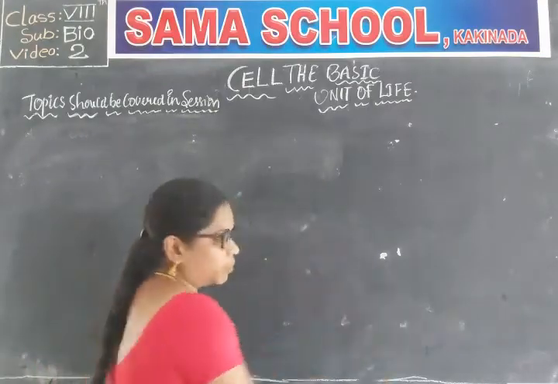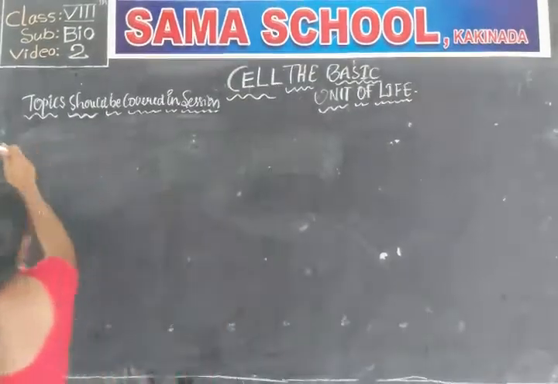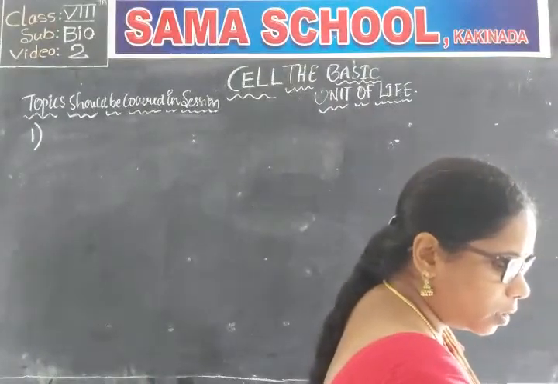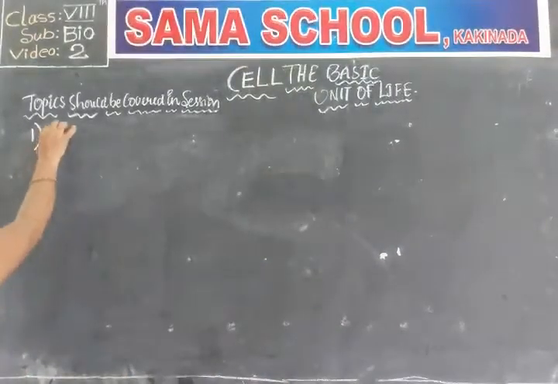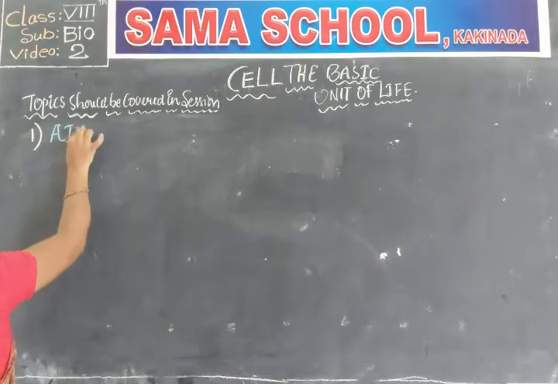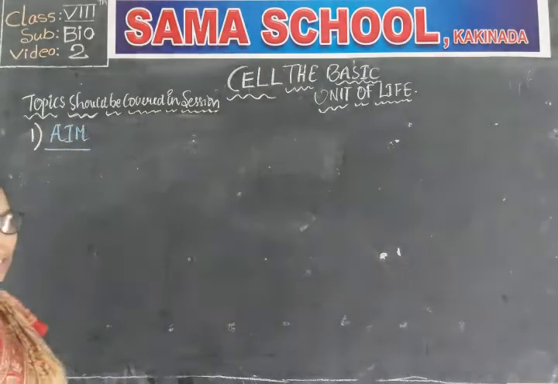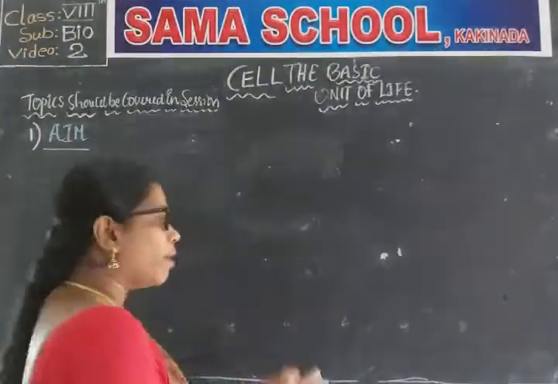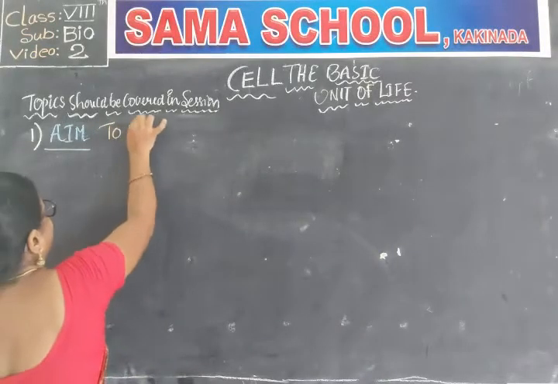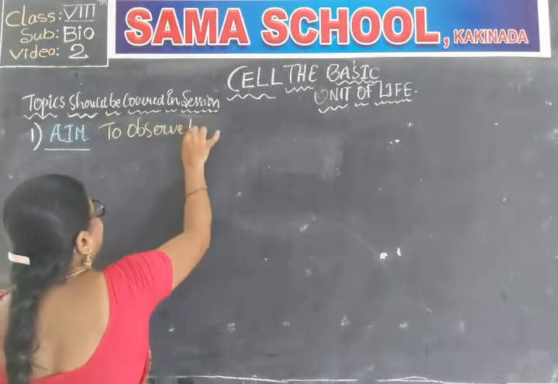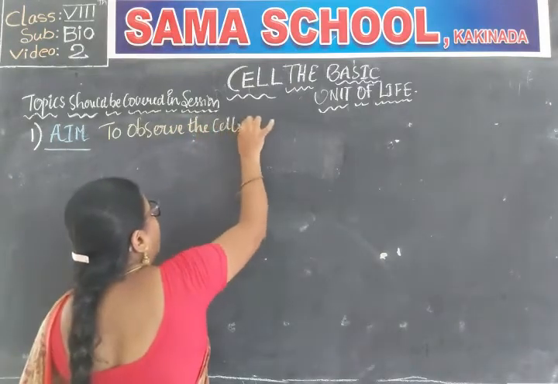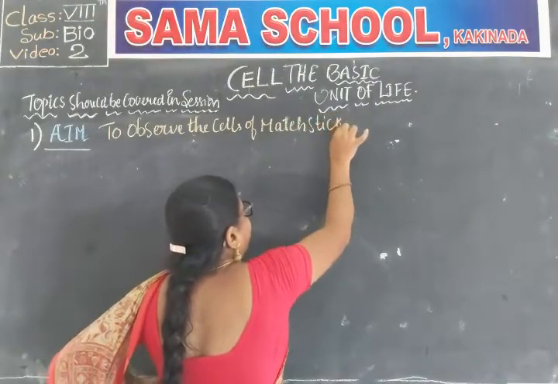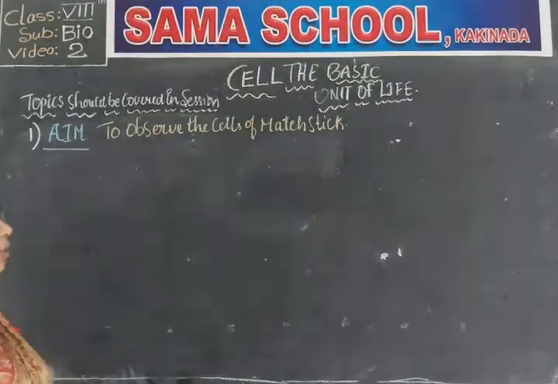First, the aim. What is our aim? I am going to write with different chalk pieces. Aim: to observe the cells of matchstick. Understand? To observe the cells of matchstick. Instead of the bark of an oak tree, we took the matchstick.